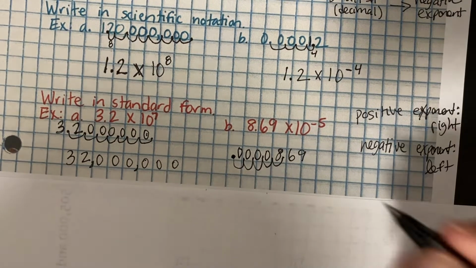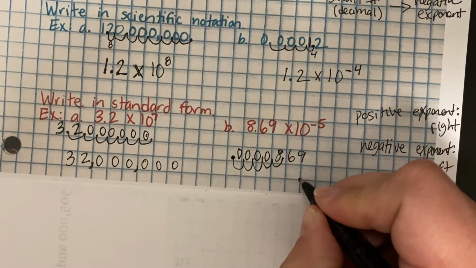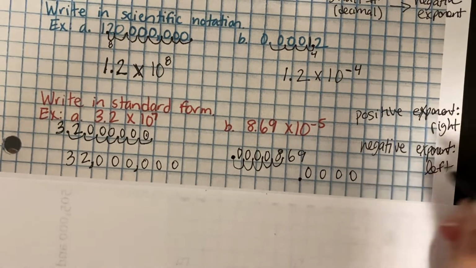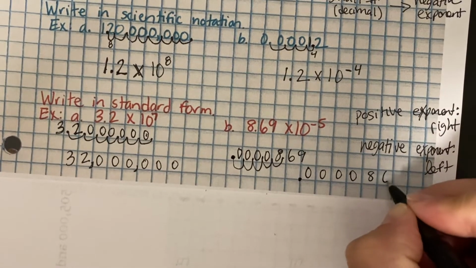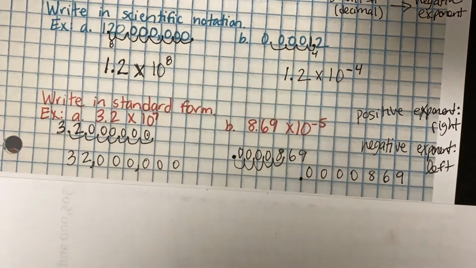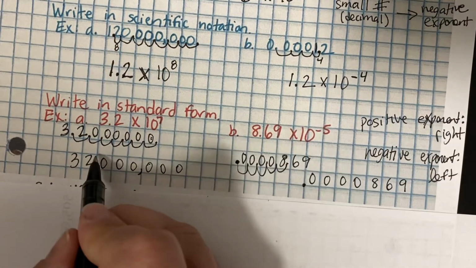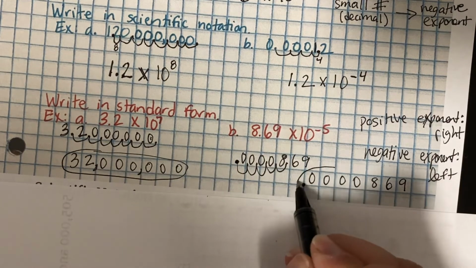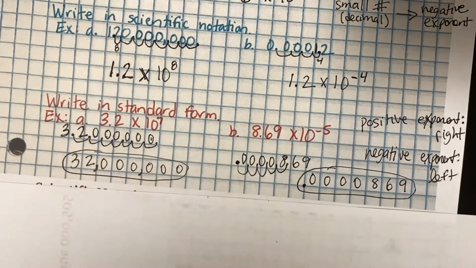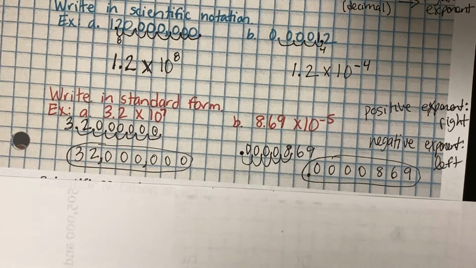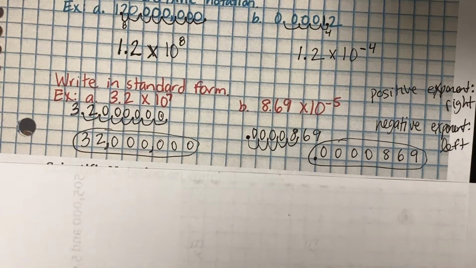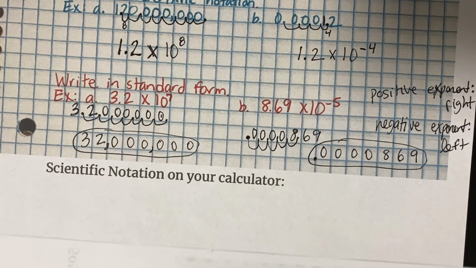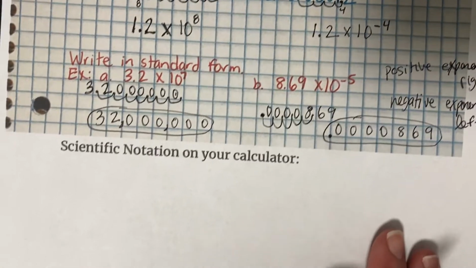So my new number here is 0.0000869. Right. So I'll circle my answer for you. Those are my answers. That's how I find that answer. This can also be done, and mostly it just shows up on your calculator.